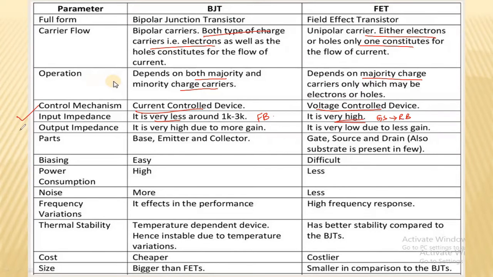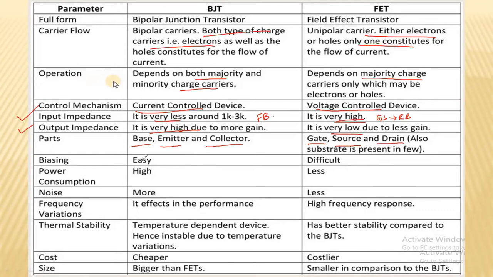Next, output impedance. Output impedance is high for BJT and low for FET. You can remember this too, as both are opposite. For BJT, input resistance is low and output resistance is high, whereas for FET, input resistance is high and output resistance is low. The terminals of BJT, we all know, are base, emitter and collector. Coming to FET, the terminals are called gate, source and drain.